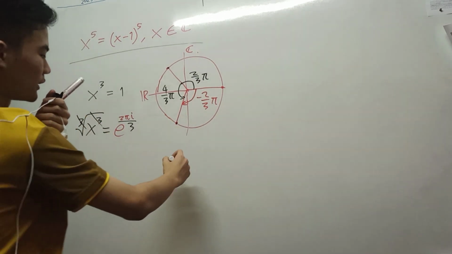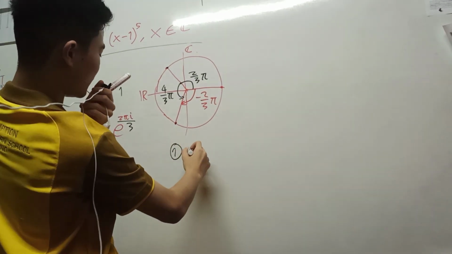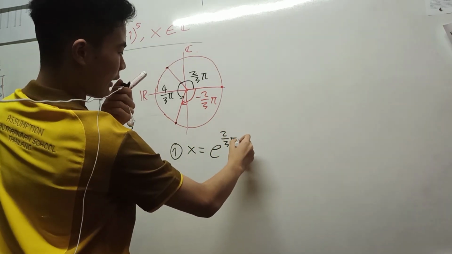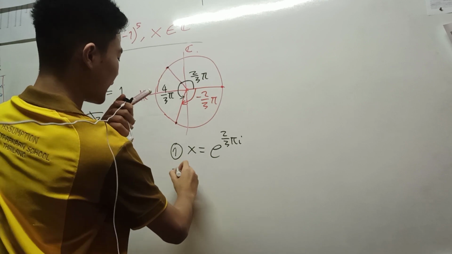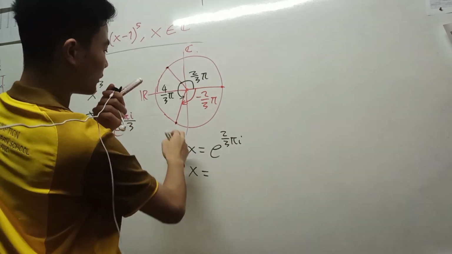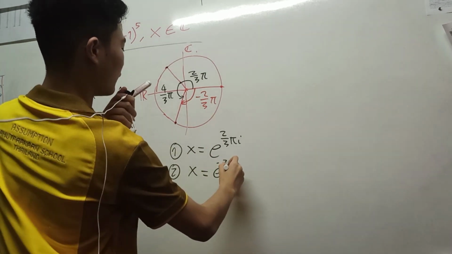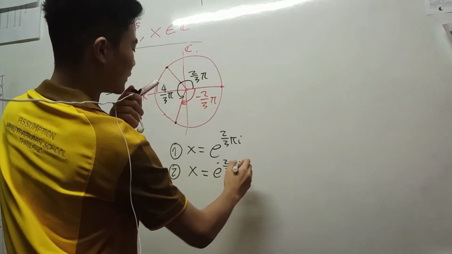So yes, we have the first solution here, which is x is equal to e to the 2 over 3 pi i. That is correct. Second solution we have is x is equal to e to the 4 over 3 pi i or e to the minus 2 over 3 pi i. That is also correct.